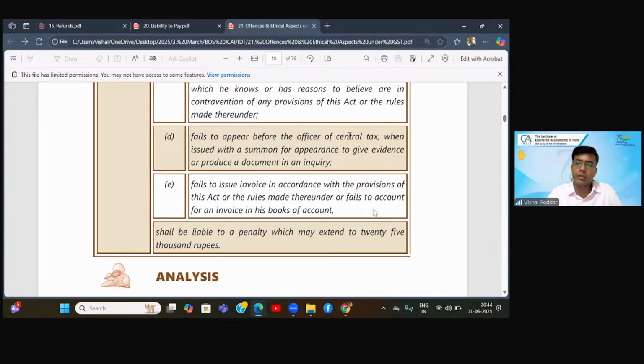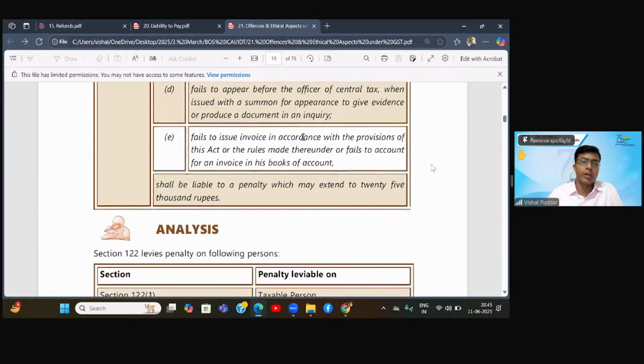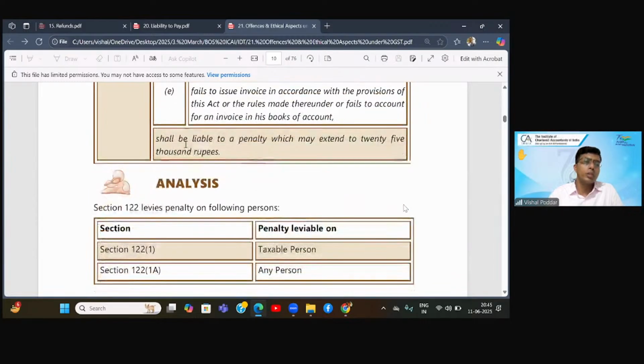The same thing applies in other taxes. So where you fail to appear before any officer when you are given a summons for appearance, then again you are liable for penalty. And last, fails to issue invoice in accordance with provisions of this act or rules, or fails to account for an invoice. All these offenses are liable for penalty which may extend to 25,000 rupees.